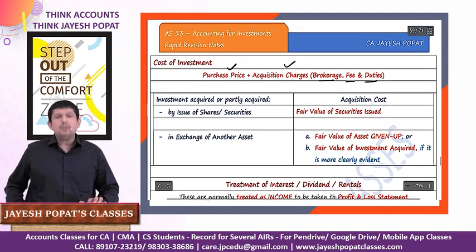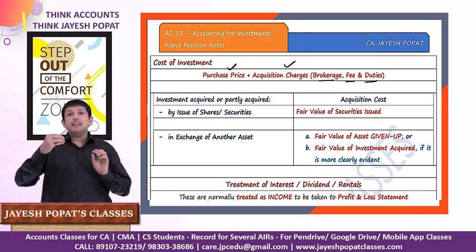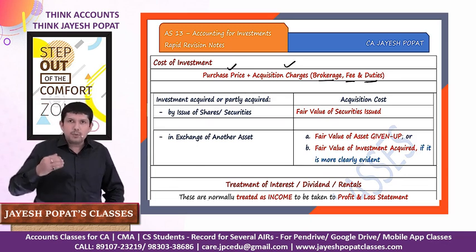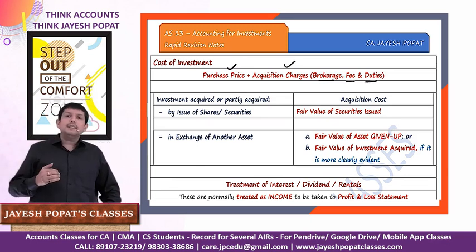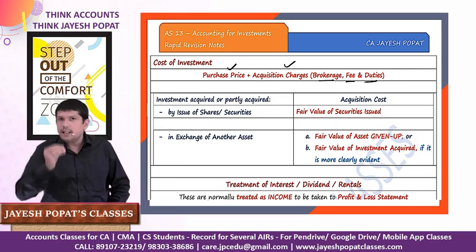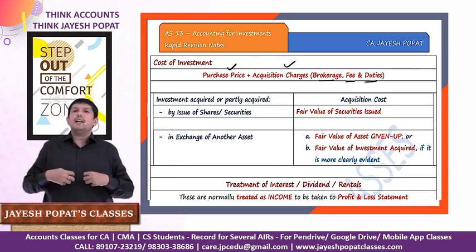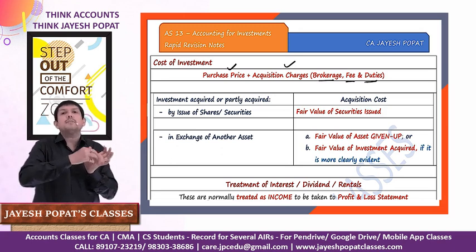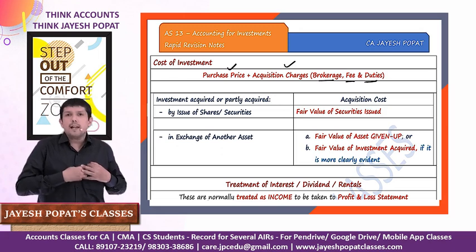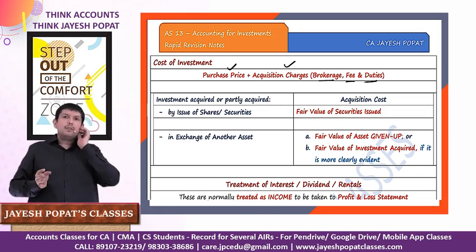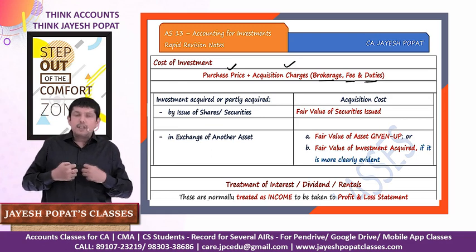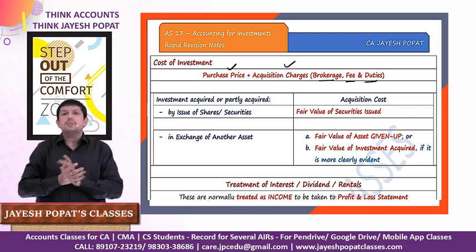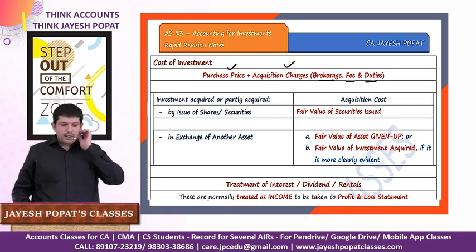Now there could be a scenario that we are acquiring an investment, but the consideration for that acquisition is not paid in cash. The consideration may be paid by issuing other shares or securities, or the consideration may be paid by issuing some other asset. For example, I am buying shares of Reliance Industries, and for buying the shares of Reliance Industries, I am paying the person by, let's say, my holding in shares of Infosys. Or maybe there could be other way, I am buying shares of Reliance Industries, but I am paying the purchase consideration by transferring my land and building to the person who is selling me these shares. So let us look at this scenario.